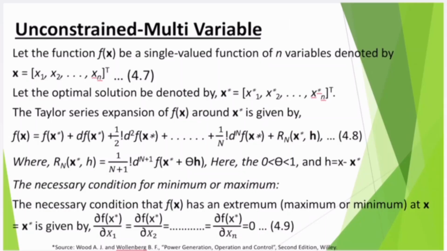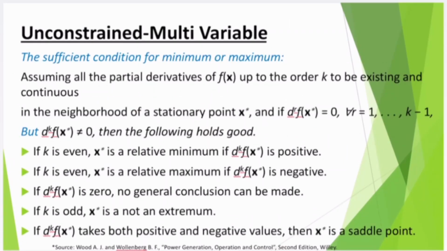So now we are focusing on unconstrained multivariable. Similar to unconstrained single variable, you can solve the problem for multivariable, where you have to take the partial derivatives, dou f of x upon dou x1, dou f of x upon dou x2, as well as dou f of x upon dou xn, and make them equal to 0. It is a partial differentiation concept, and you will also try to understand that the sufficient condition for minimum or maximum is similar to what we have discussed.